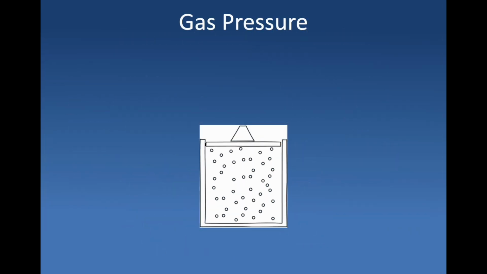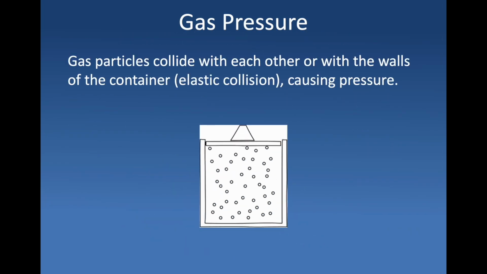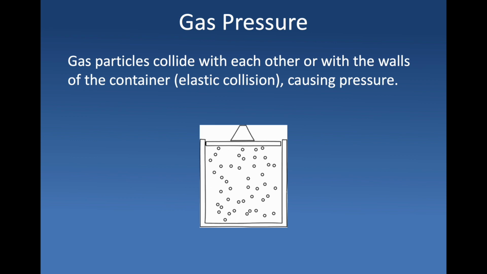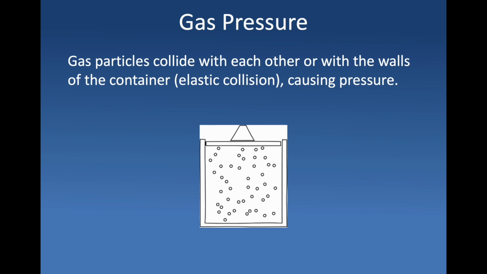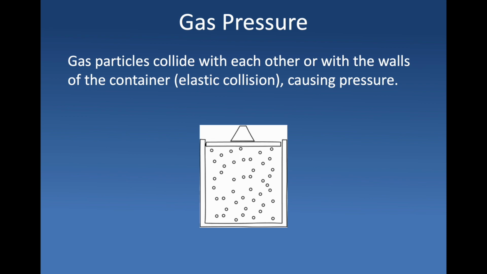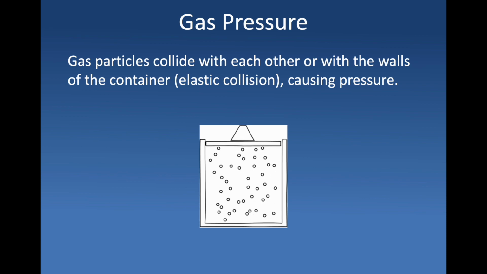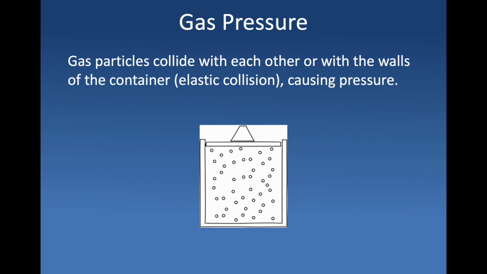Now let's talk about gas pressure. Gas particles, we know, are moving around in random straight line motion, and they're colliding with each other and the walls of their container and bouncing around. It's these elastic collisions that cause pressure. So gas pressure is the result of particles colliding with their container.